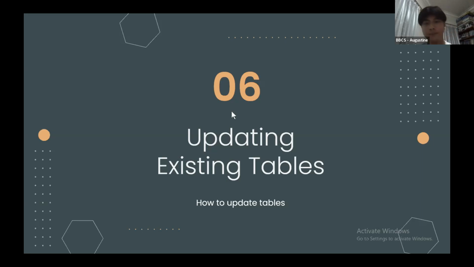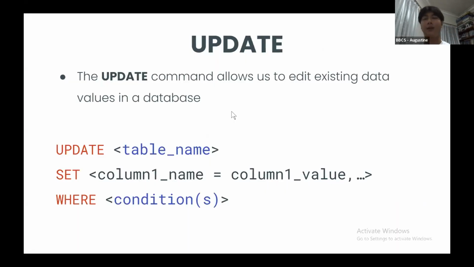All right. So the update command allows us to edit existing data and the values in the database. For the update command, we want to start with the word update, and follow up with the table name. And then we want to set, which basically tells the browser what you want to change your data into. So set the column name into the value you want the column to be.